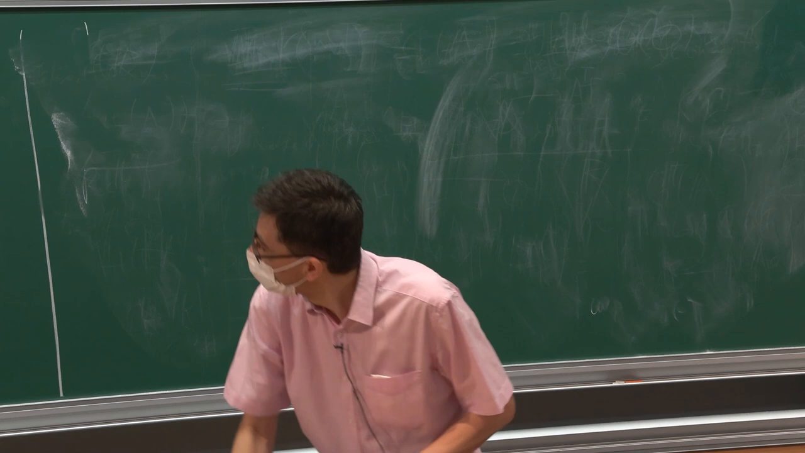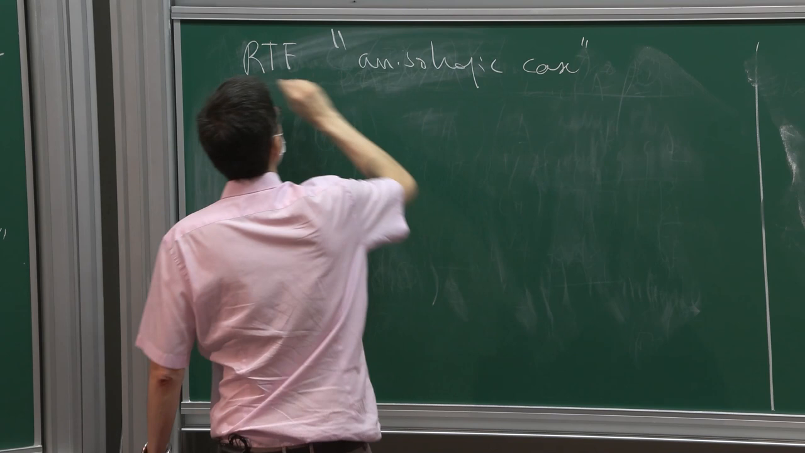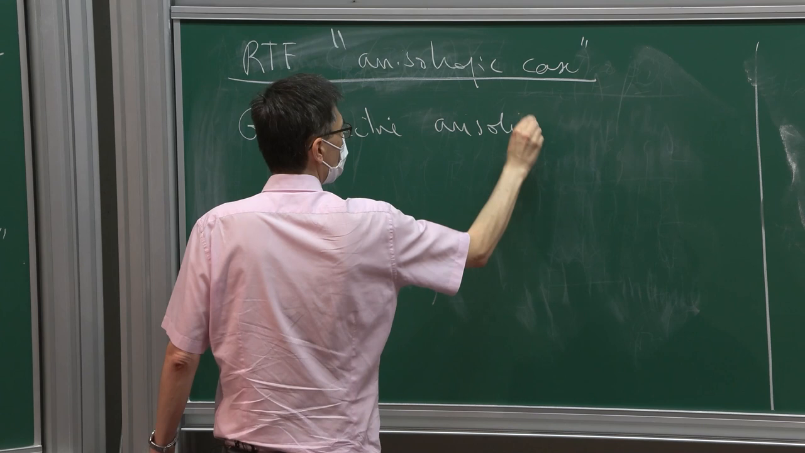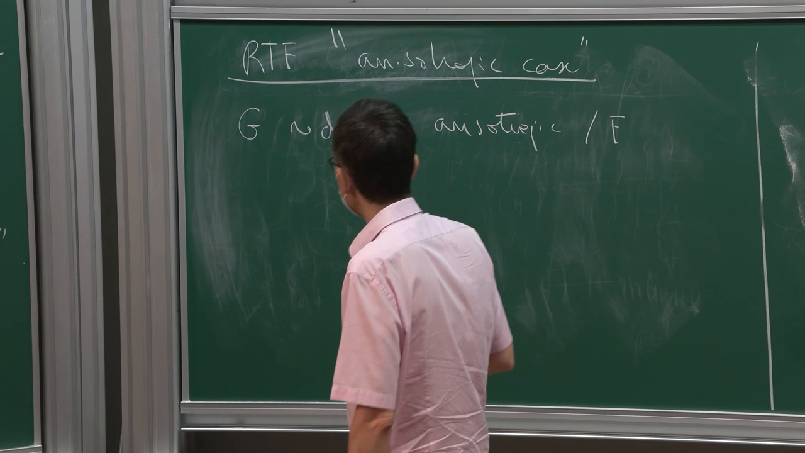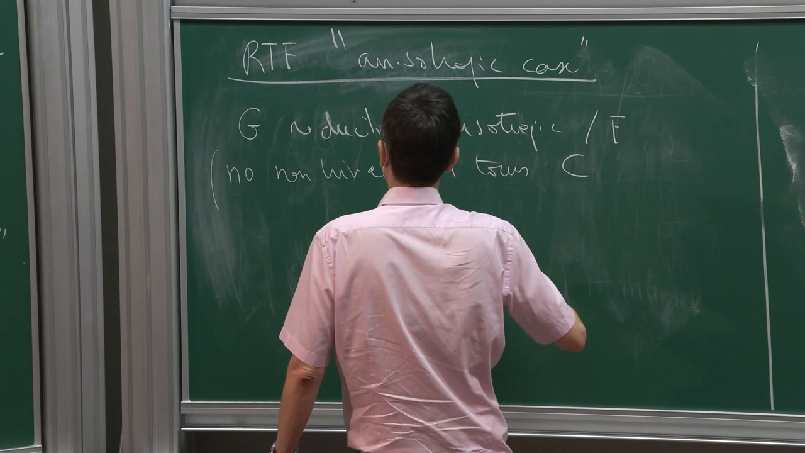So this is the relative trace formula, but for the anisotropic case. My assumption is that the group G is reductive and anisotropic, connected reductive and anisotropic over F. So this means that there is no non-trivial split torus in G.